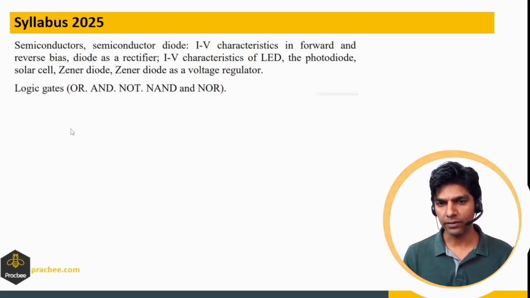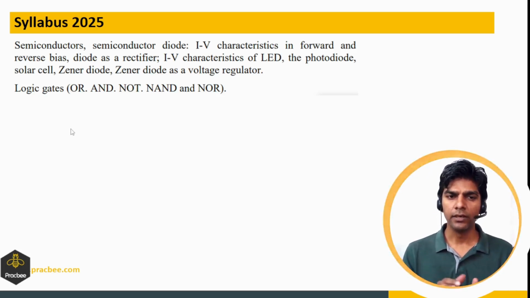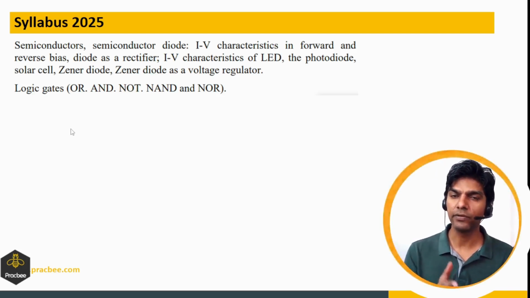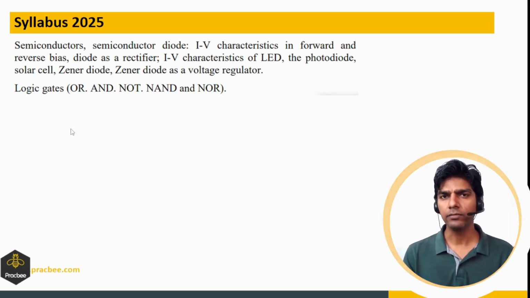diodes, then IV characteristics in forward and reverse biased, and diode as a rectifier, IV characteristics of LED, photodiode, solar cell, then Zener diode, and the Zener diode as a voltage regulator, and then the logic gates.